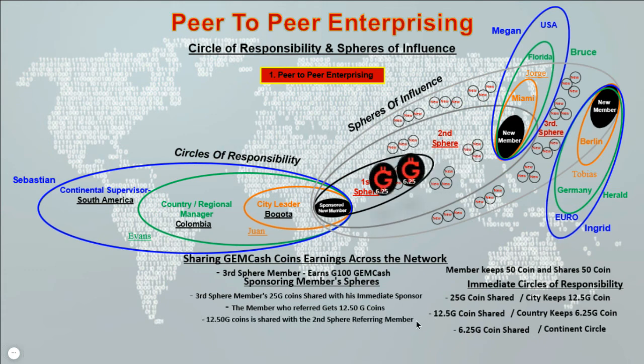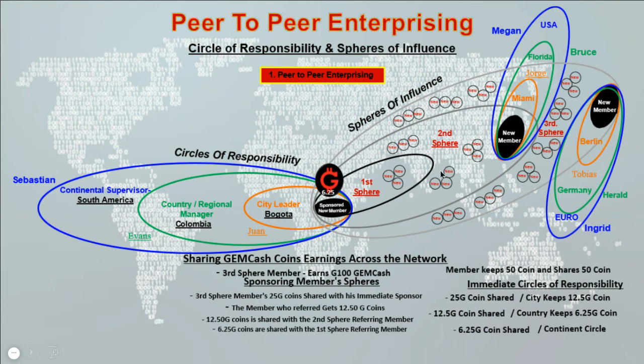That half then gets split in half again. The first sphere person member who introduced the second sphere member who introduced this member in the third sphere gets to keep 6.25 worth of gem cash, and the other is sent to the original sponsor who came from Kita, right? Now, Kita is also benefiting from this original sponsor's income at the end of the week, at the end of the day, at the end of the month, and at the end of the year, whenever we do the accounting, which is probably going to happen daily.